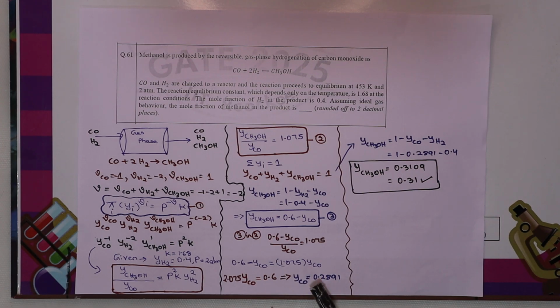0.2891. So you know the fraction of carbon monoxide, and you know the fraction of hydrogen, which is 0.4. From this information you can find out the fraction of methanol. The fraction of methanol is 1 minus the fraction of carbon monoxide minus the fraction of hydrogen. So that is in total 1 minus these 2 terms, and you get the fraction of methanol in this mixture at the end of the reaction as 0.31, which is 31%.